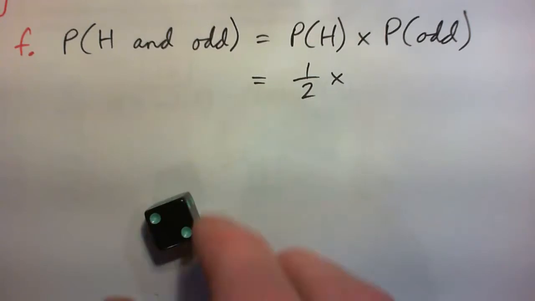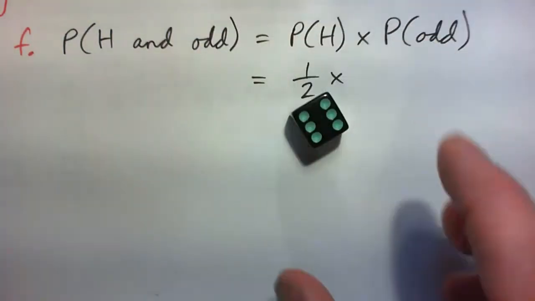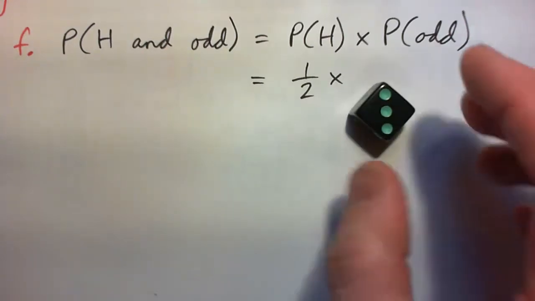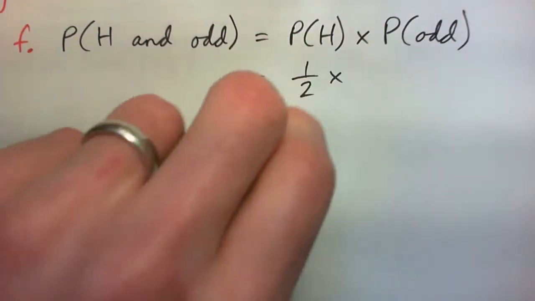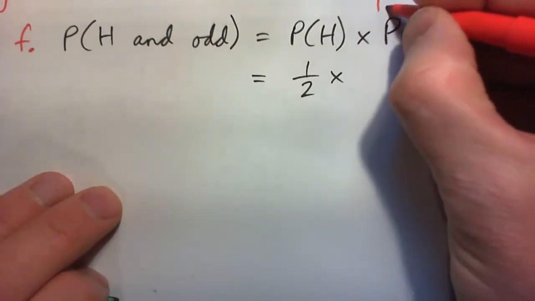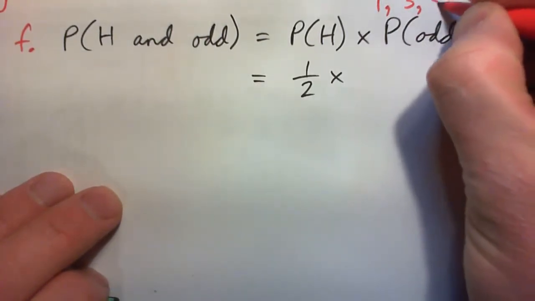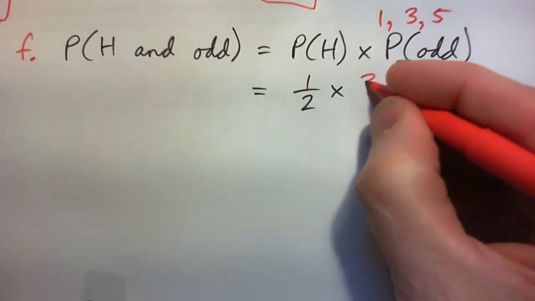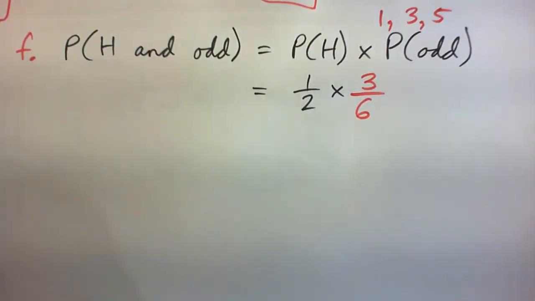Okay, so that's even. That doesn't work. That's even. That doesn't work. That's even. That doesn't work. That's even. That doesn't work. There's an odd number, 3. So the odd numbers on a die are 1, 3, and 5, not 2, 4, and 6. So we can get 1, 3, or 5. So that is 3 options out of 6.